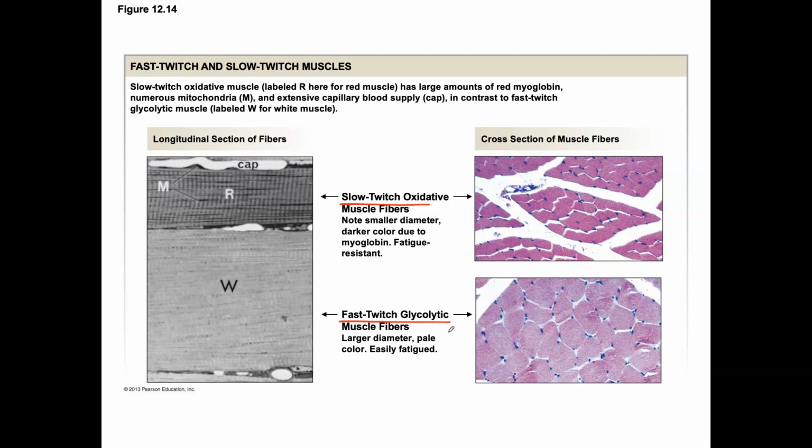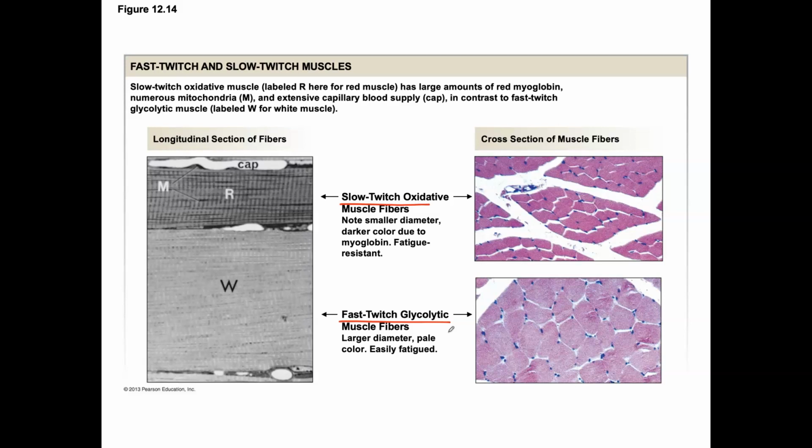Fast twitch fibers develop tension faster than the slow twitch fibers. It's estimated that they're about 10 times faster than the slow twitch. Fast twitch fibers are typically used for fine, quick movements, while slow twitch are constantly used for things like maintaining posture, standing, or even walking.